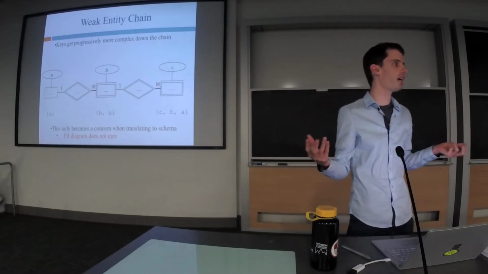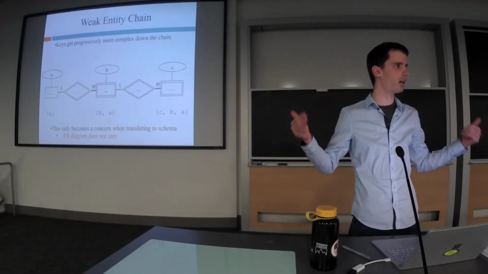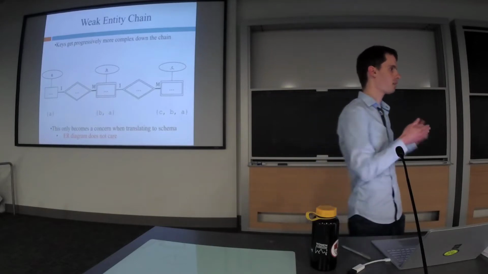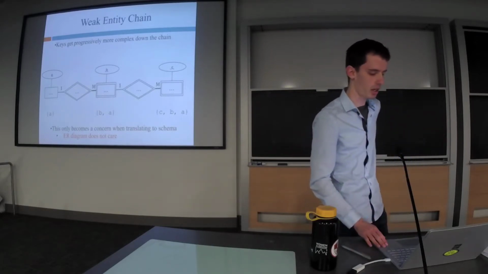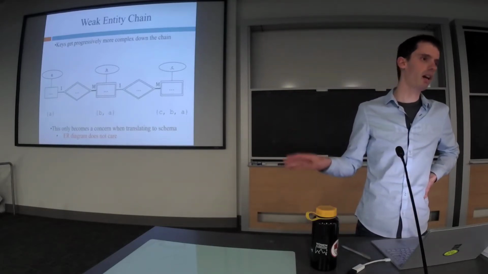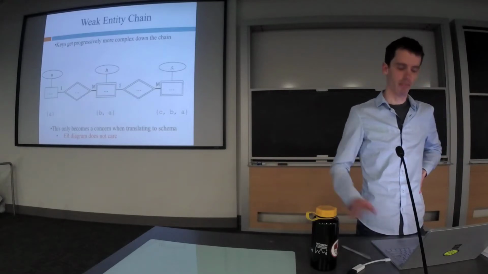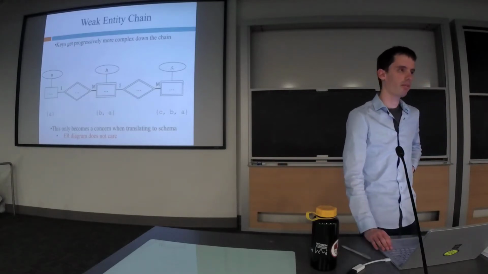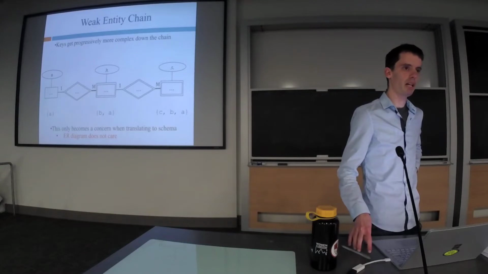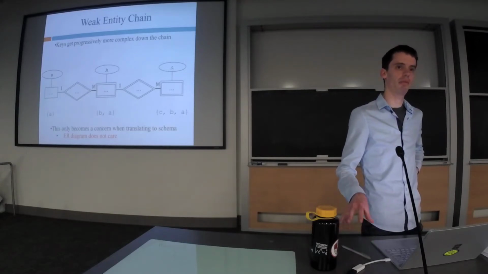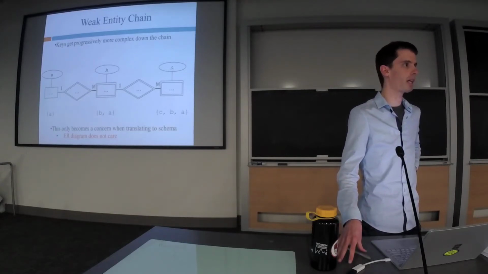So the one on the very end is going to have this really complex key because it gets bigger and bigger with each link in the chain. In terms of the ER diagram, that's fine, it doesn't matter. In terms of SQL in a real database, you don't want to have a really large, complex primary key.